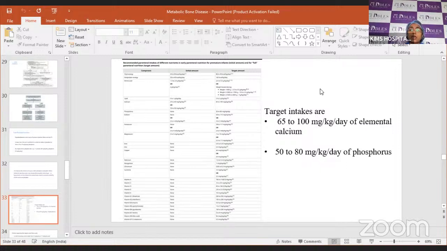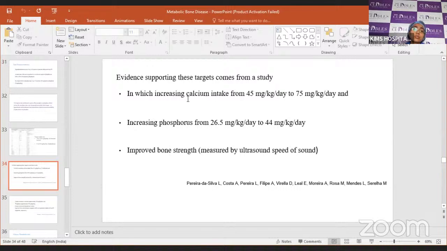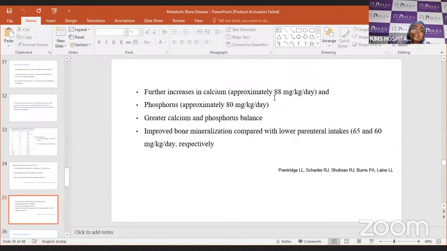Initial targets in TPN are elemental calcium of 65 to 100 milligram per kg per day, and phosphorus 50 to 80 milligram per kg per day. In studies, it has been shown that increasing the calcium intake from 45 to 75 milligram per kg per day and phosphate from 26.5 to 44 milligram per kg per day improved bone strength, as measured by ultrasound speed of sound. Further increase of calcium to 88 and phosphorus to 80 also improved the bone mineralization compared with the lower parenteral intakes, that is 65 and 60 milligram per kg per day respectively.